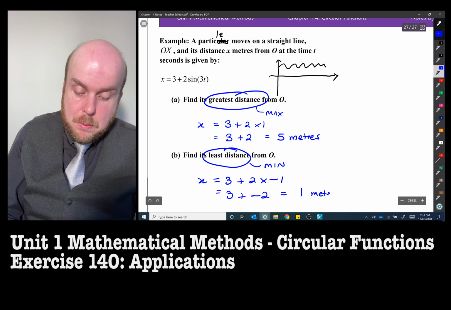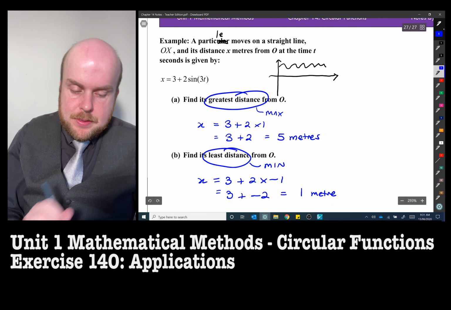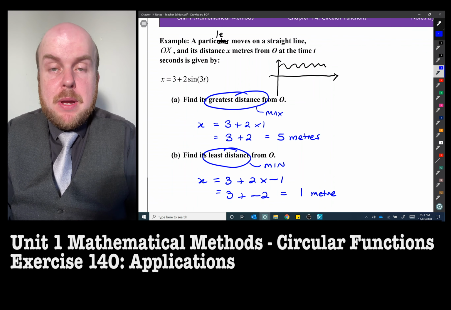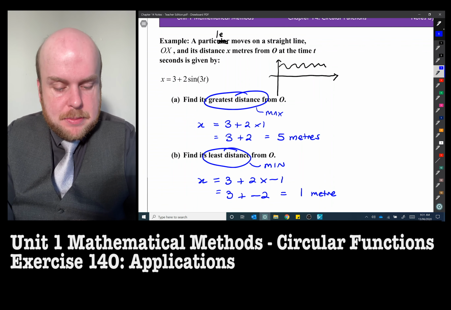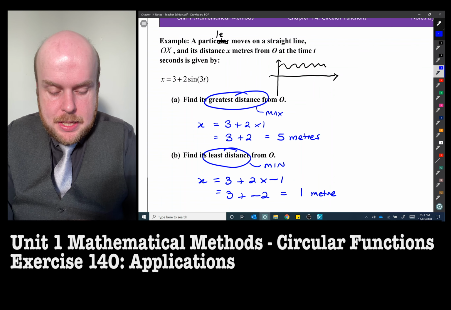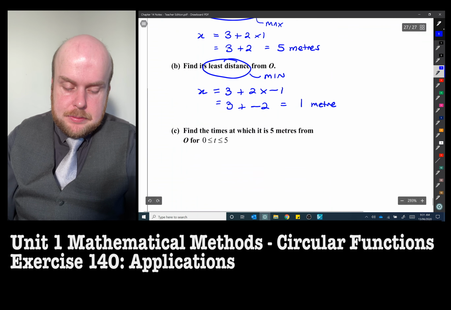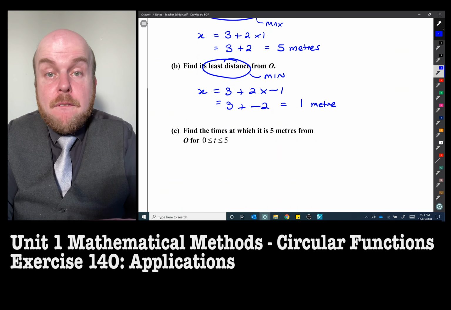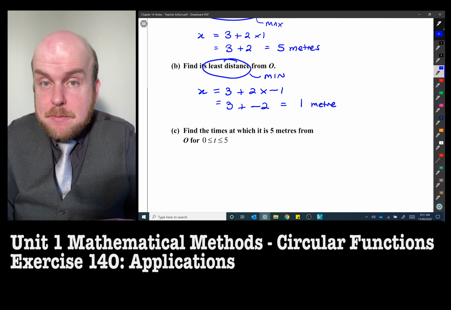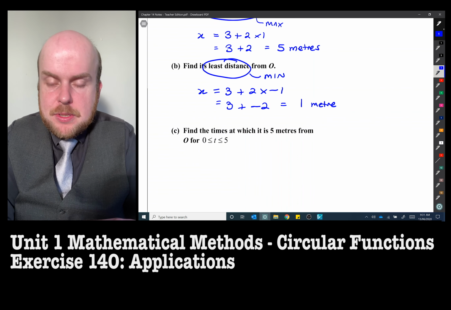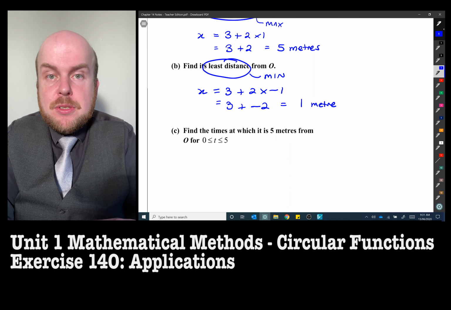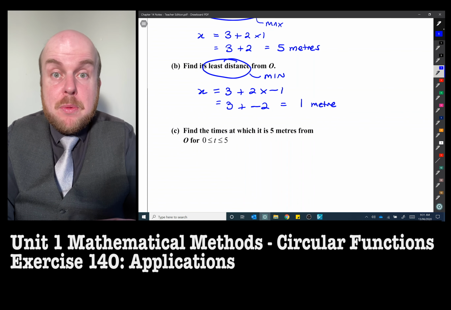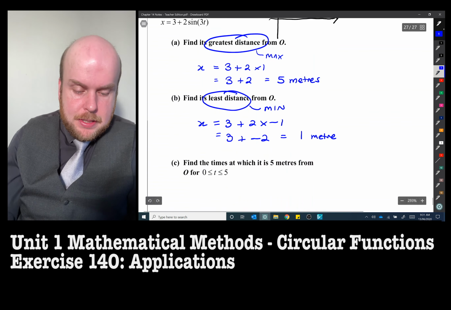And that's going to be 1 meter. And that's just a very quick way to find the top and the bottom for this particular equation. Find the times at which it is 5 meters from the origin for 0 ≤ t ≤ 5. So now we need to solve. So let's see if we can solve it now without the aid of a calculator.